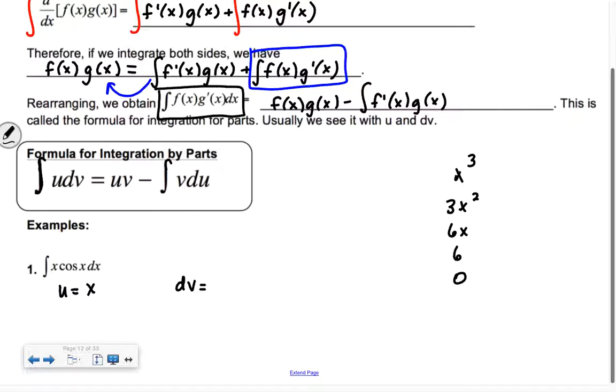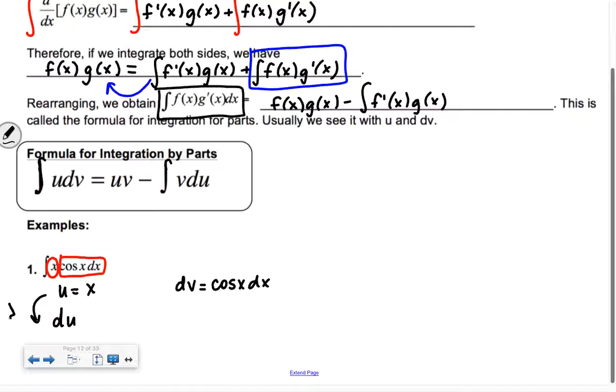So I do u equals x, and then the rest of this, I have the x, but then I have the cosine of x dx. So I'm going to make the rest of it, dv, cosine of x dx. Okay? So for u, we're going to take the derivative of that. We're going to get what du is. So we're finding the derivative. What's the derivative of x? 1, and we'll put the dx there.